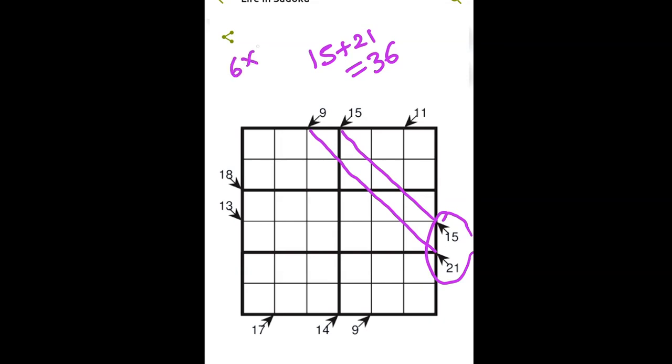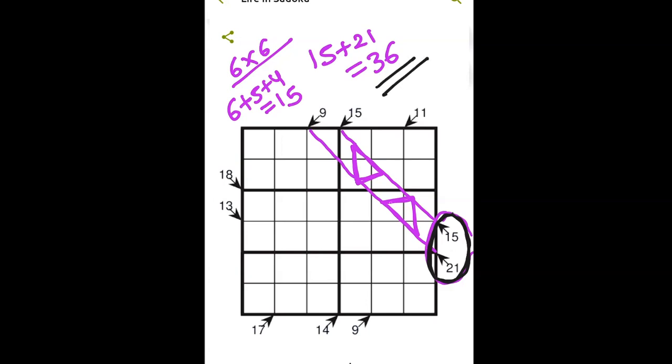Now, since it is a 6 by 6 Sudoku, the 3 cells over here and 3 cells over here could have a maximum sum of 6 plus 5 plus 4, which is equal to 15. Let's see once again. We are considering these two numbers together. Together their sum is 36. Now these 3 cells and these 3 cells can have a maximum of 4 plus 5 plus 6, equal to 15 as sum.